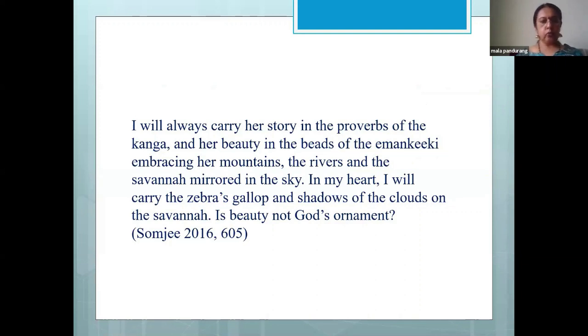And I end with this quotation at the end of the text. I will always carry her story in the proverbs of the Kanga and her beauty in the beads of the Amankiki, embracing her mountains, the rivers, and the savannah mirrored in the sky. In my heart, I will carry the zebra's gallop and the shadows of the clouds on the savannah. It is beauty, not God's ornament.